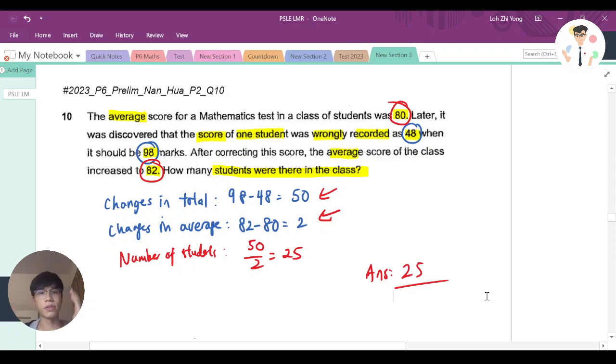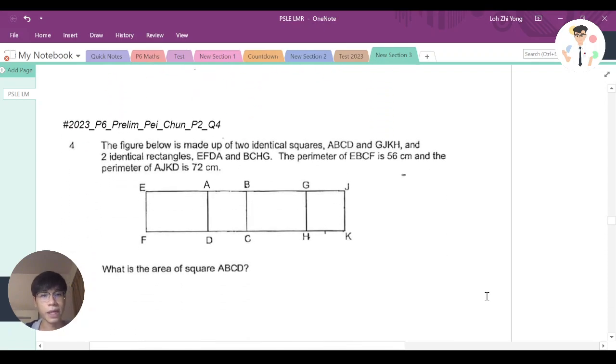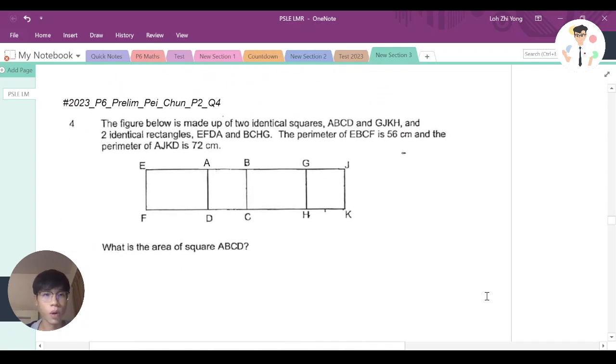Okay? So let's move on to our next question from Patron Paper 2, question number 4. So here the question says that the figure below is made out of two identical squares, ABCD, GJKH, and two identical rectangles, EFDA and BCHG. The perimeter of EBCH is 56 cm and the perimeter of AJKD is 72 cm. What is the area of square ABCD? Wow, there's so much information here. But let's try to look at it together.